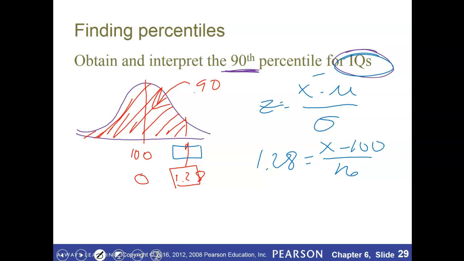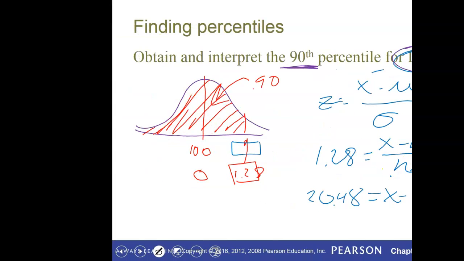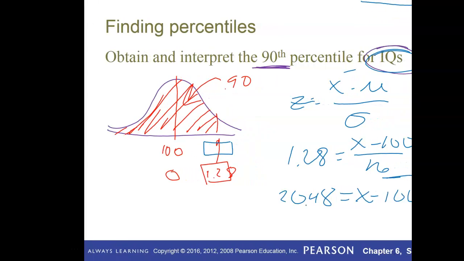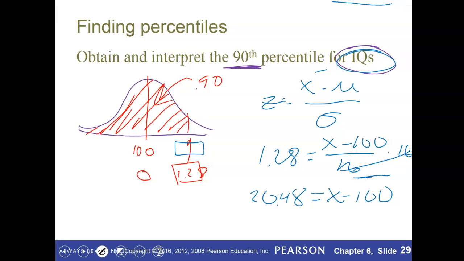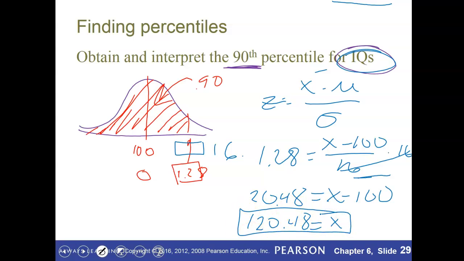I'm going to start by taking 1.28 and multiplying it times 16. So that's going to give me 20.48. That equals x minus 100. Because what I just did is I multiplied this side by 16 and these 16s cancel, and then I multiplied this side by 16, which is 20.48. Well, then I'm going to add 100 to both sides. So 20.48 plus 100 is 120.48. That means that if you have an IQ of 120.48, you're in the 90th percentile of IQ scores.